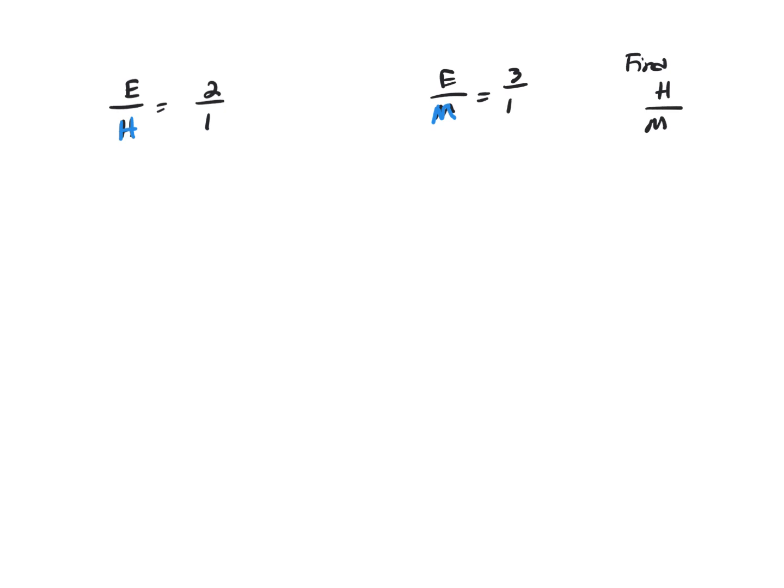So let's take this first equation and solve it for E. So you can cross multiply. When you've got one fraction equals another one, you can cross multiply. That's E equals 2H. Now look what happens. Let's substitute this expression for E over here. E would be 2H over M equals 3 over 1.